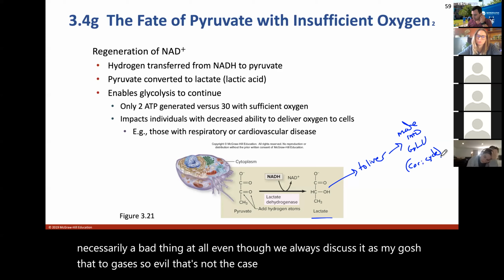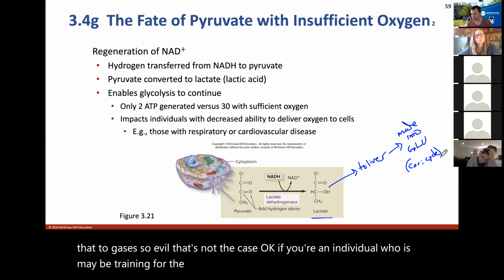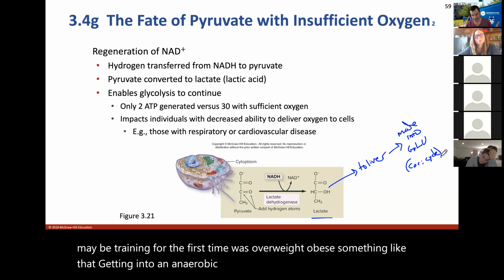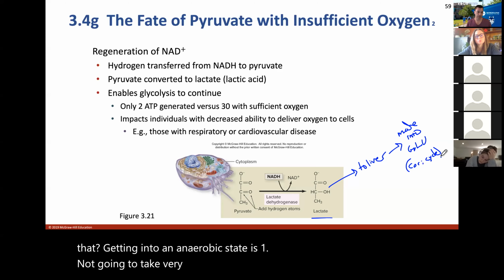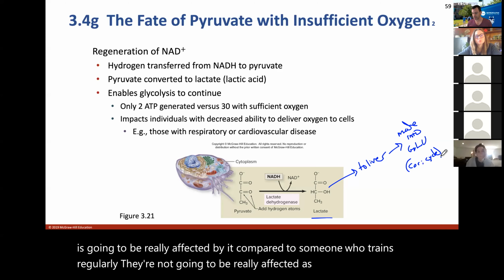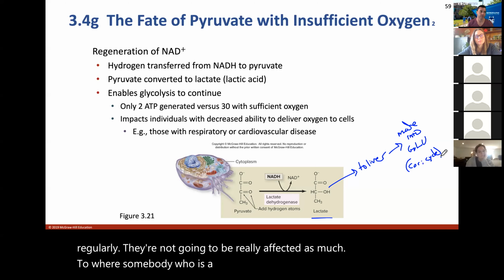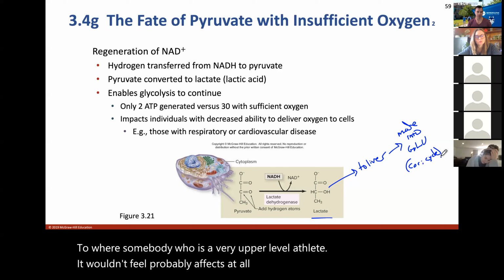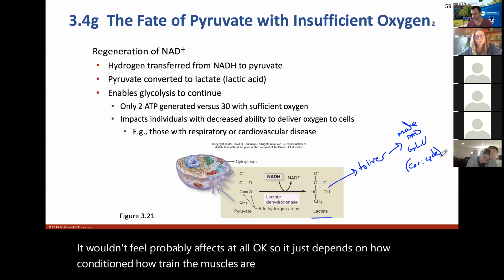If you're an individual who is maybe training for the first time, is overweight, obese, something like that, getting into an anaerobic state is one, not going to take very long. But two, your muscles are going to be really affected by it compared to someone who trains regularly. Somebody who is a very upper level athlete probably wouldn't feel effects at all. So it just depends on how conditioned, how trained the muscles are, your cardiovascular fitness, all that fun stuff.